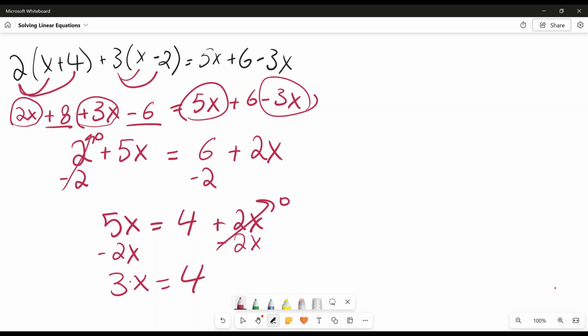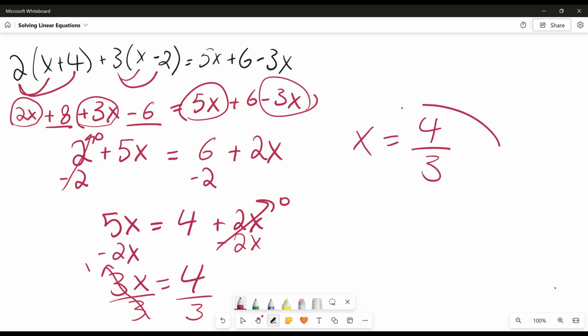And then I have a multiplication here, 3 times x. So the opposite of multiplication is division. So this is going to be 1, because 3 divided by 3 is 1. So I'll get x equal 4 divided by 3. And that's my answer.